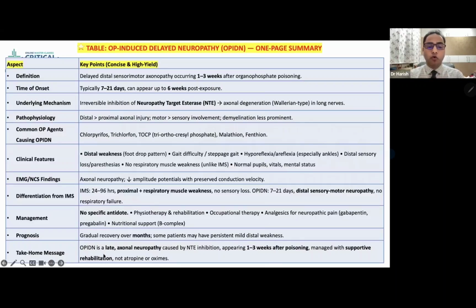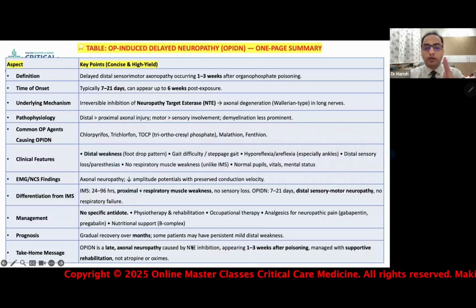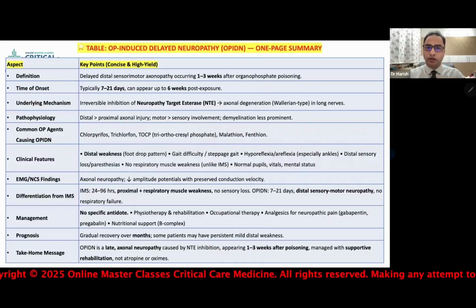So take home message: OP-induced delayed neuropathy is a late axonal neuropathy caused by neuropathy target esterase inhibition, which appears 1 to 3 weeks after poisoning, managed with supportive rehabilitation, not with atropine, not with oximes. Very, very important table. Okay.